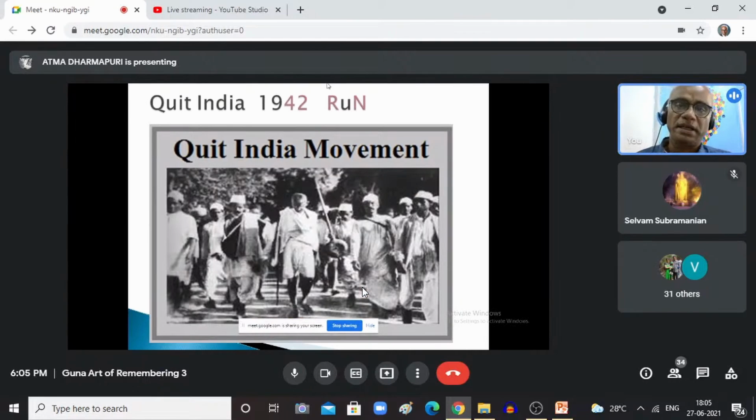And the Quit India movement. In 1942, the Quit India movement happened. You forget the 19 and you just remember the 42. And 42, if you convert, becomes R and N. So because of the Quit India movement, the British people ran away from India. So just like that, you can form a simple story.